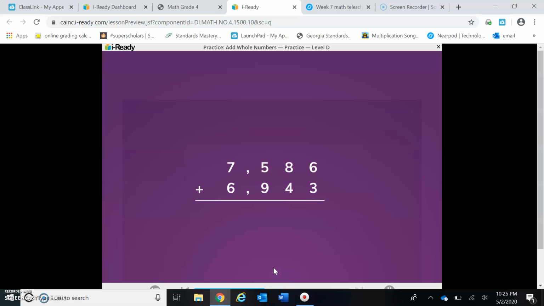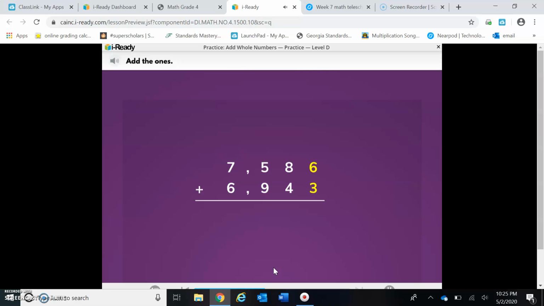Got it. Find 7,586 plus 6,943. Whoa, we got a big number. Let's get it. All right, now 6 plus 3, which I already said is 9. So I'm just going to type my 9 in the box. I don't have to regroup anything to my tens place.